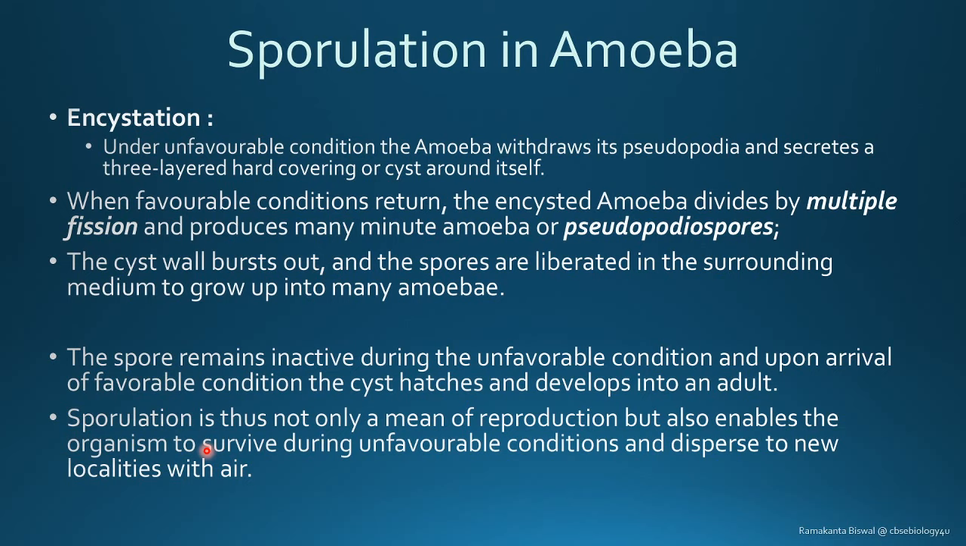Okay, there's a question by somebody. Do amoeba reproduce both by binary fission and multiple fission? Yes, depending on the condition. Typically amoeba go for binary fission when they are under favorable condition, and when they are under unfavorable condition, they follow the sporulation process and undergo multiple fission. I hope that is clear.